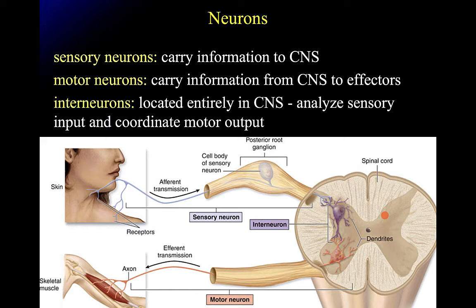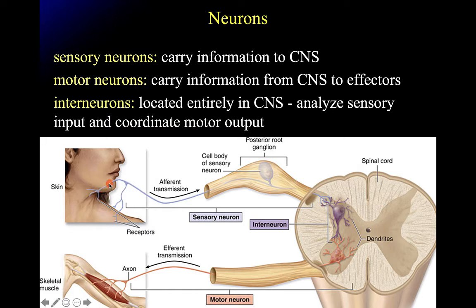We think about this as being motor because we generally think about the control of our musculature as being motor signals. Of course, this could be information, if it is autonomic in nature, that goes to things other than skeletal muscles. It could even go to glands. And then we have interneurons, which are going to be located entirely in the central nervous system.